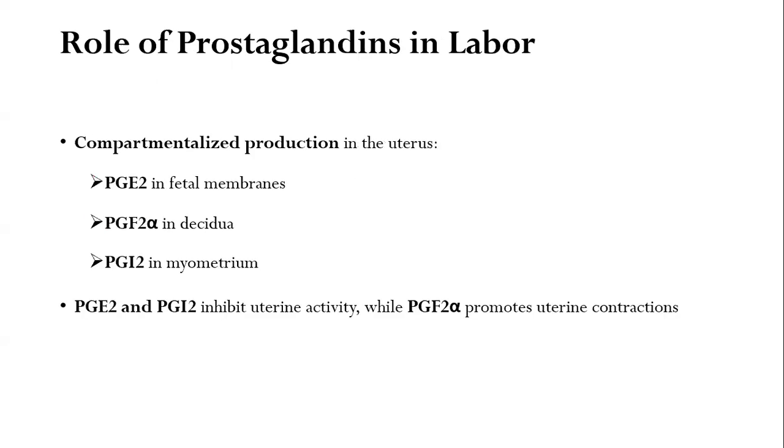Now, what is the role of prostaglandins during labor? There is basically a compartmentalized production of prostaglandins in the uterus. Prostaglandin E2 is produced in the fetal membranes. Prostaglandin F2 alpha is produced in the decidua, and prostacyclin is produced, on the other hand, in the myometrium. Prostaglandin E2 and prostacyclin inhibit uterine activity, while prostaglandin F2 alpha promotes uterine contractions.